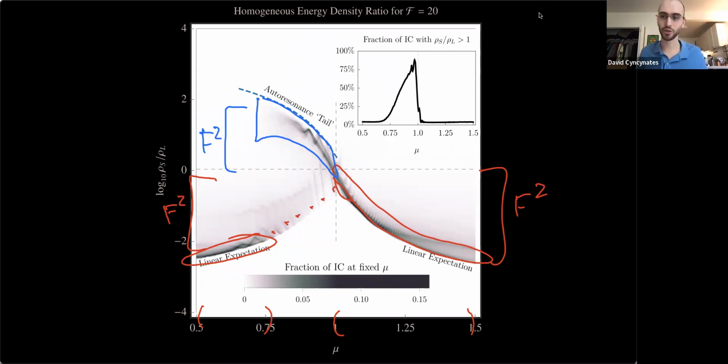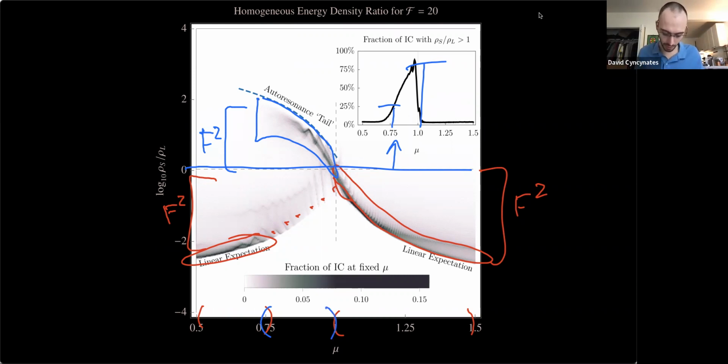So to understand the fraction of initial conditions that end up autoresonating, all we have to do is add up the points above the horizontal axis at a particular mu. And we do that in this inset plot here. Okay. And what we see is that between mu of 0.75 and 1, between 75% and 25% of initial conditions end up autoresonating. And this is what we'll take as our kind of fiducial range for autoresonance. Roughly, you need masses within 25% of one another to get half of all initial conditions to autoresonate. Okay, so this is the autoresonance band.